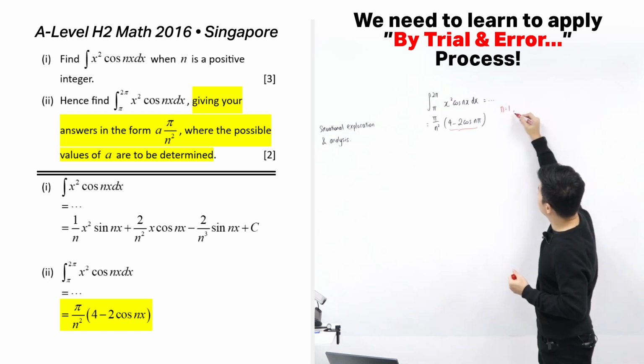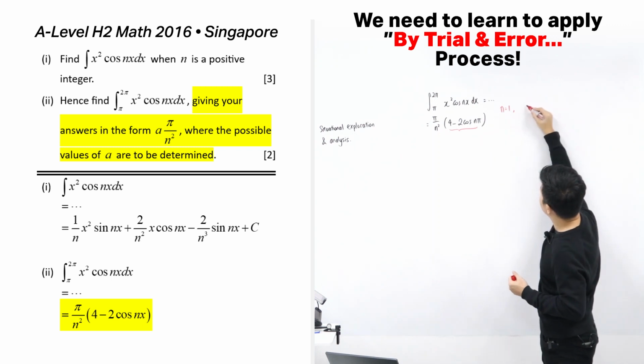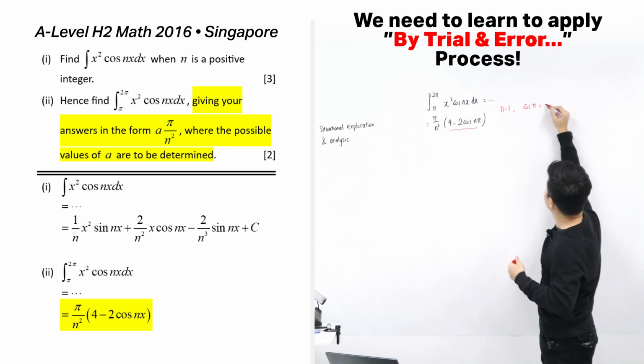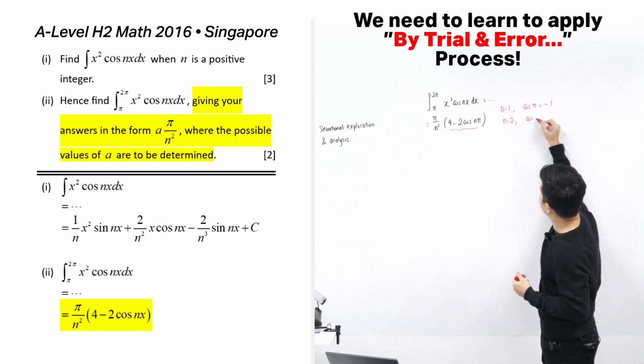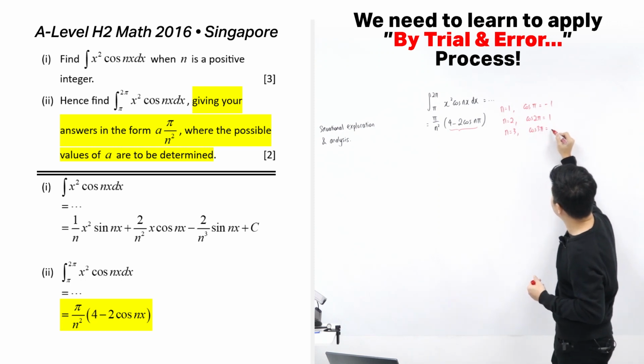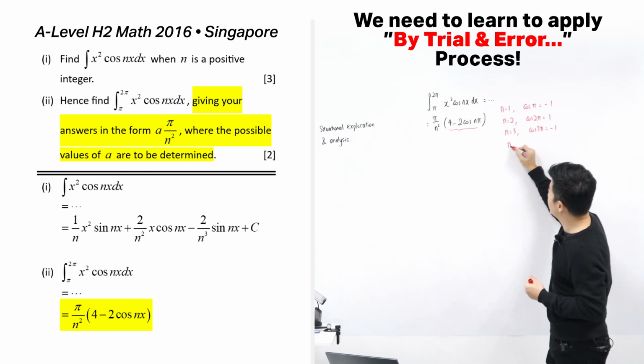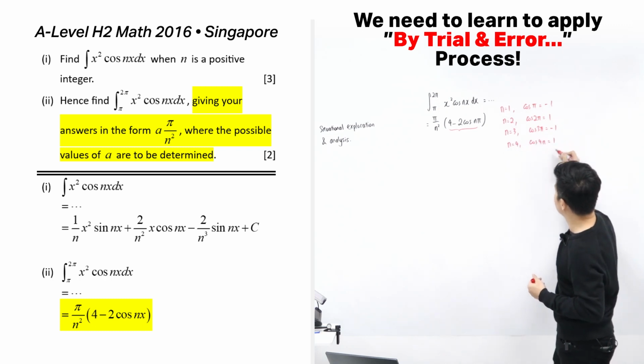If n is equal to 1, then we are going to be seeing cosine of 1 times pi. Cosine of 1 times pi is going to be equal to minus 1. What if n is equal to 2? N is equal to 2 is cosine 2 pi. Cosine 2 pi is 1. If n is equal to 3, then we will have cosine 3 pi. Cosine 3 pi is going to be equal to minus 1. If n is equal to 4, cosine 4 pi is going to be equal to 1.